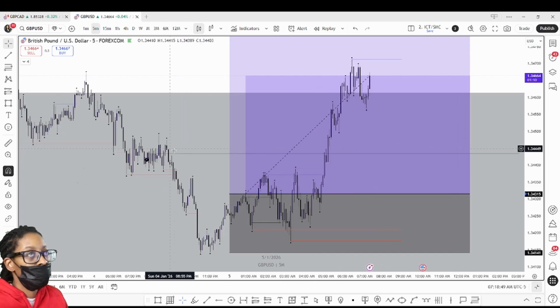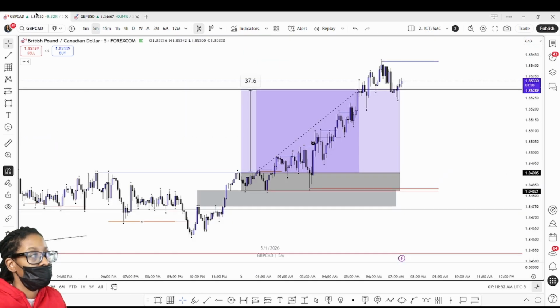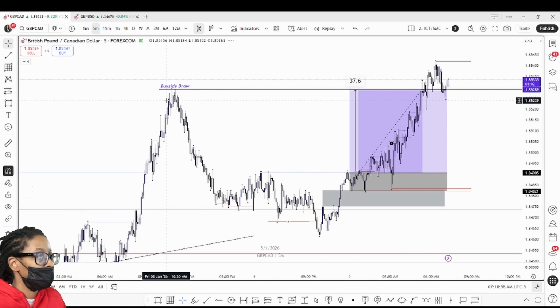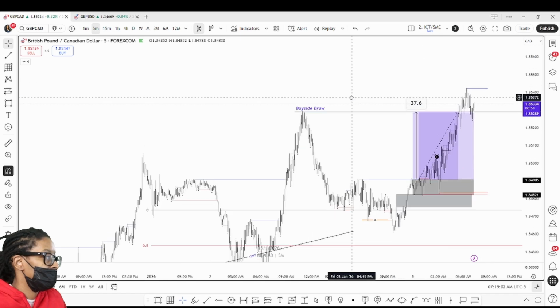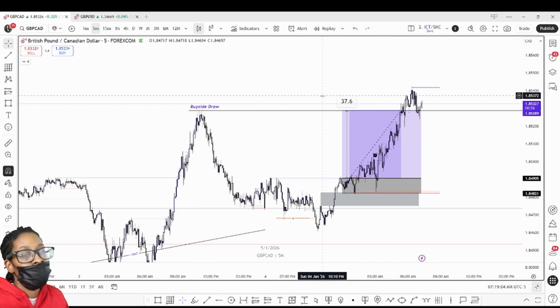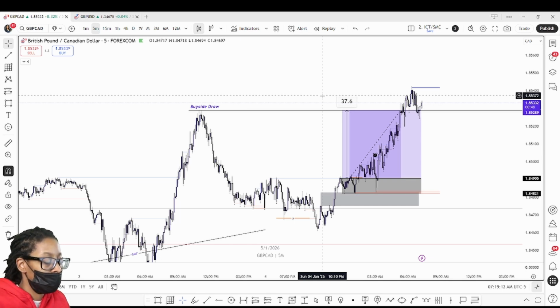All right, so GBP CAD, dang, we hit our target. 36 pips, that's what I was aiming for, the buy draw. That's pretty much what I said. Now, I will say that this comes with knowing the phases in price. This comes with knowing external, internal range liquidity and vice versa.